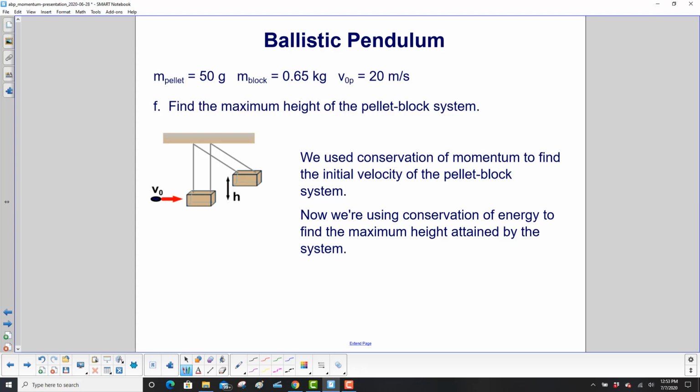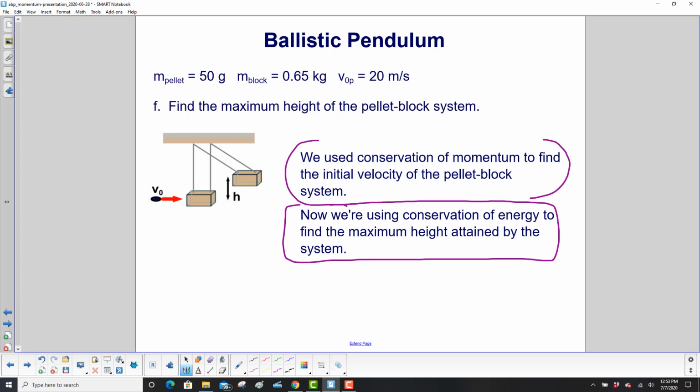Find the maximum height of the pellet-block system. Well, in the first part of this problem, we used conservation of momentum to find the initial velocity of the pellet-block system. And we were using kinetic energy down there. Kinetic energy was not conserved. Why? Because it is not an elastic collision. So we couldn't use conservation of energy. Now, we're going to use conservation of energy, though, to find the maximum height attained by the system. So it's a two-step problem. Momentum conservation first, energy second.